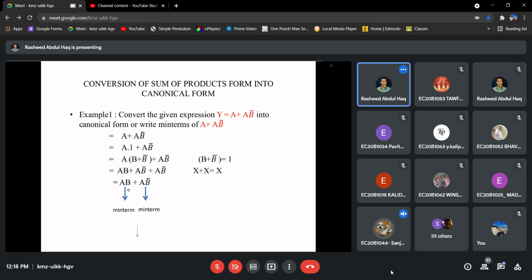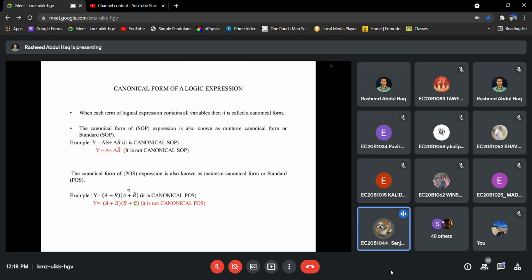Sir, here, a small doubt, sir. Why can't we say there should be C in place of A? Then it is correct. If it is C plus B into B plus C, that is correct, and then it is in canonical form. Okay, sir. If a question is asked why it is not a canonical form, can we write both the reasons?